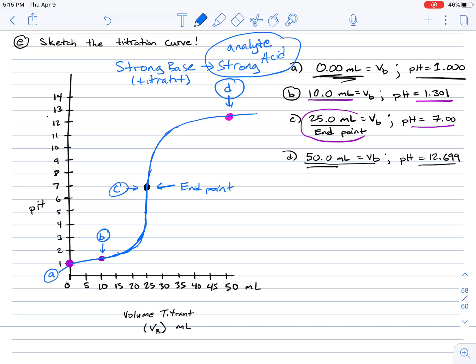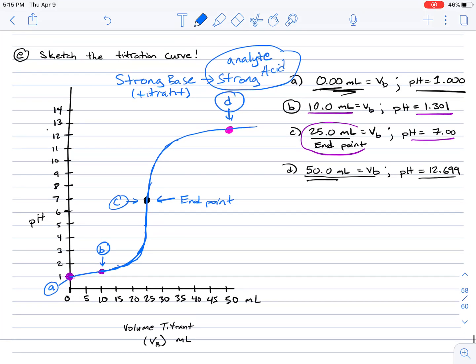All right, so in the next video, we are going to reverse the situation. We're going to treat our strong acid as our titrant and our strong base as our analyte, and we're going to see what that titration curve looks like.